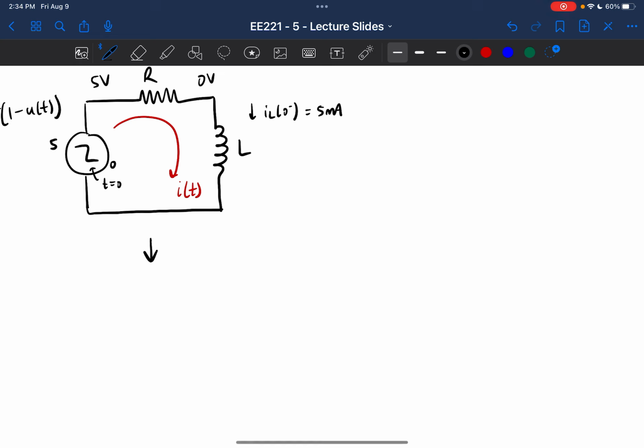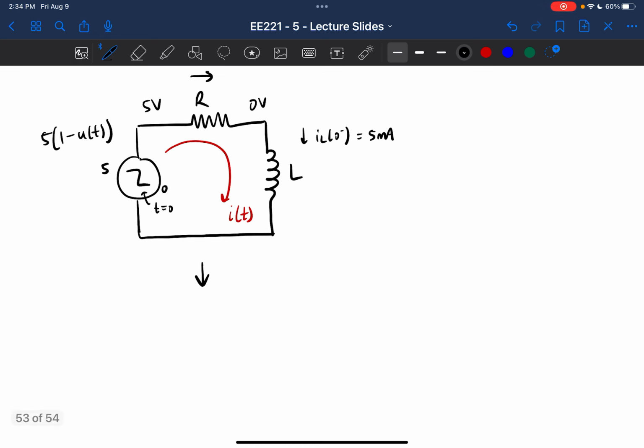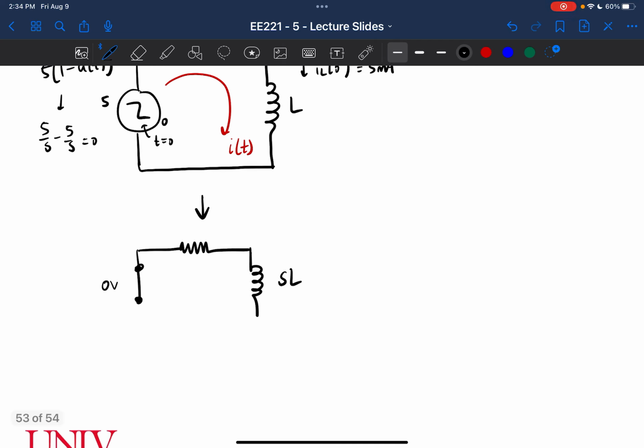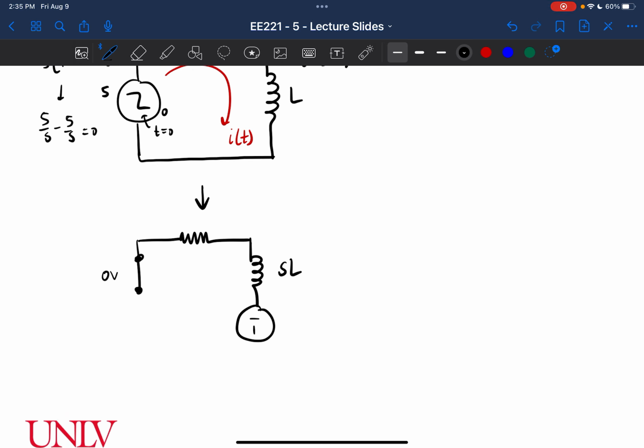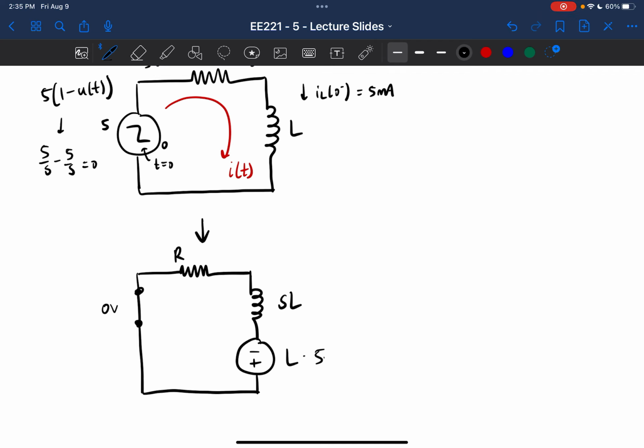And so again, I'm modeling this source in the S domain. It's going to come out to 5 over S minus 5 over S, which just goes to 0. And so I'll model that as a short, basically just nothing there. My resistor here. My inductor is obviously SL, but I need to model the initial condition as well. And in this case, it's going to make sense to model it as a voltage source since we're looking for the current in this circuit. So I'll call this R, and then I need to model this as L times the initial condition for the current, which in this case is 5 milliamps, okay?